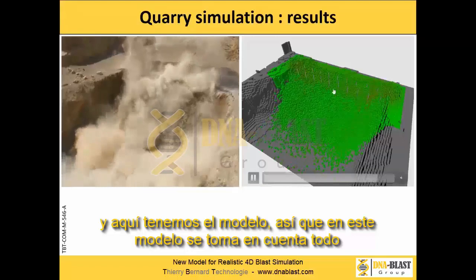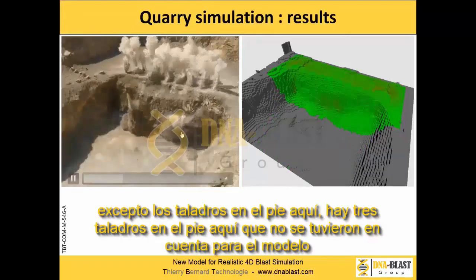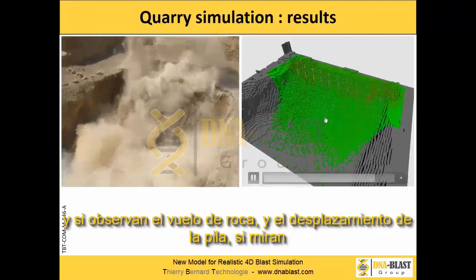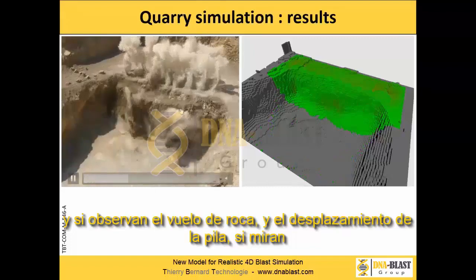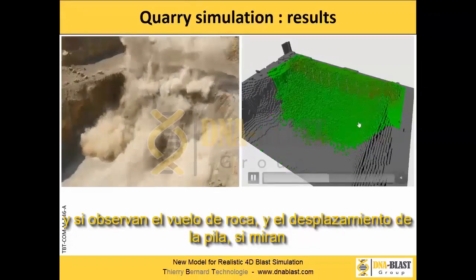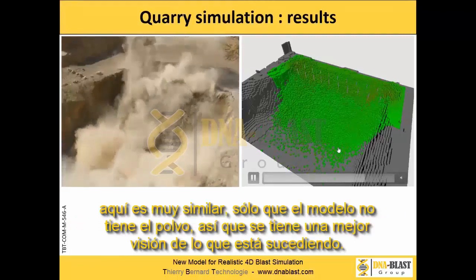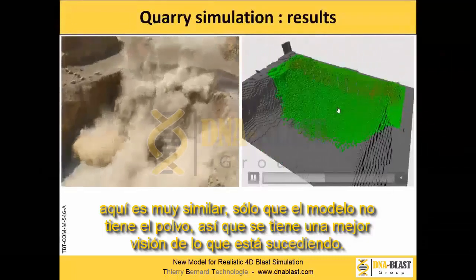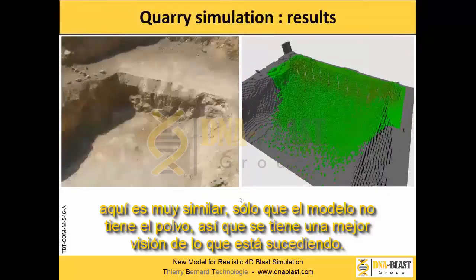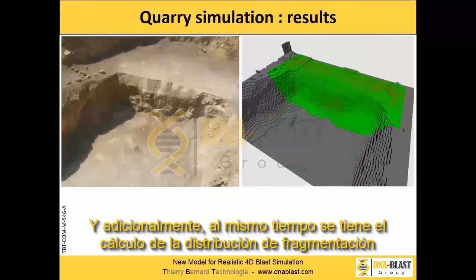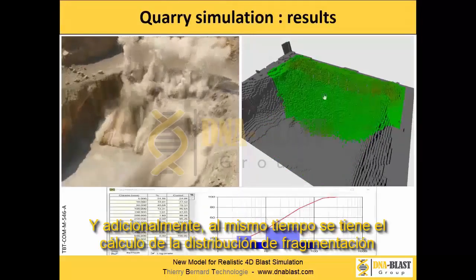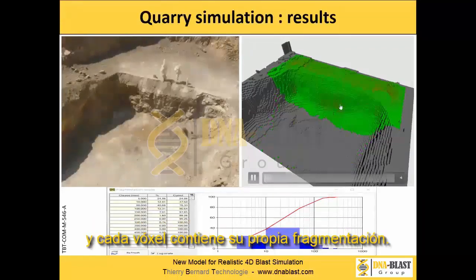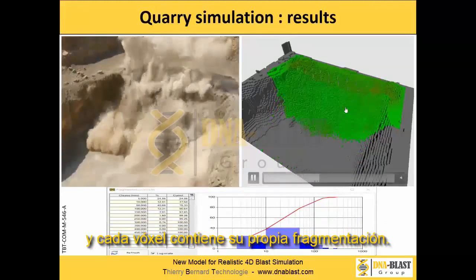So in this model, everything is taken into account except the footholds. Here you've got 3 footholds that were not taken into account in the model. And if you look at how the rock flies and the movement of the muck pile, it's very similar. In the model you don't have the dust, so you have a better view of what is happening. And at the same time, you've got the fragmentation distribution that is calculated, with each voxel containing its own fragmentation.